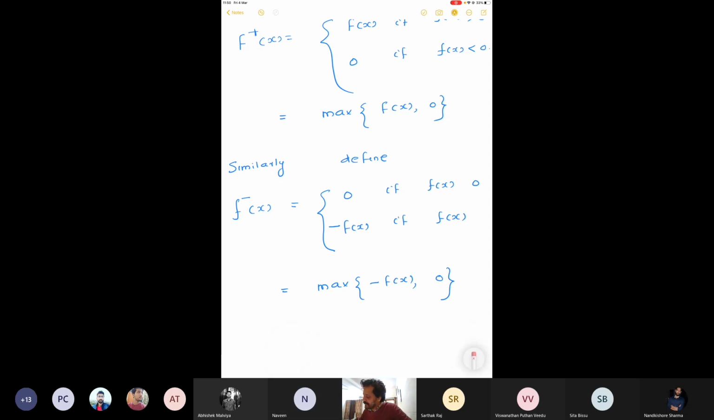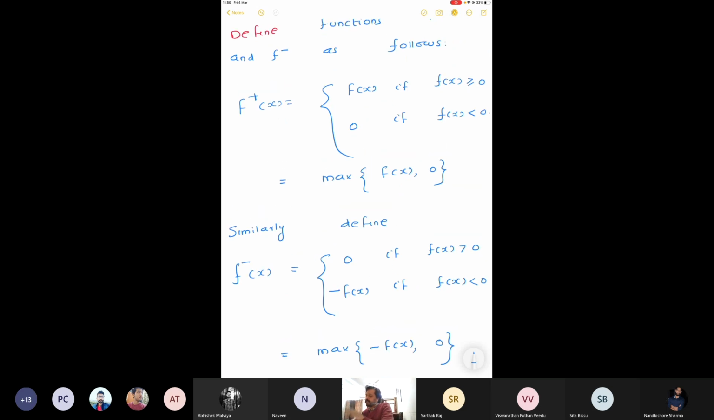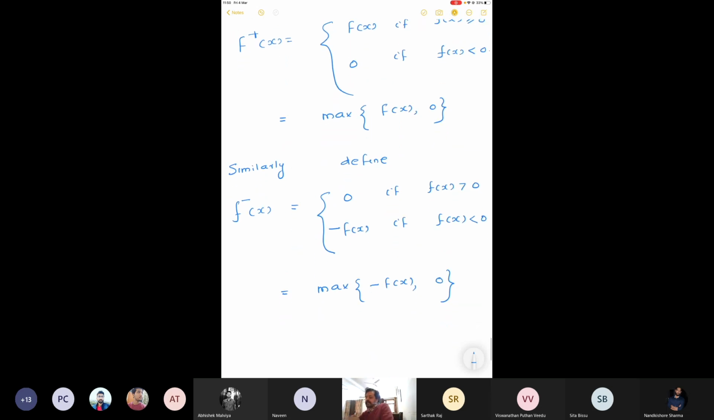So this should be greater than, and this should be less than. Equal to I can include anywhere; that doesn't matter. I want finally f plus and f minus both to be non-negative. This is the definition: the maximum of f(x) and 0, and the maximum of minus f(x) and 0. f plus and f minus are called the positive and negative parts.